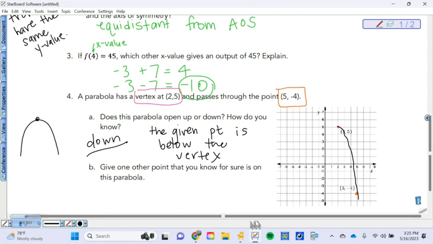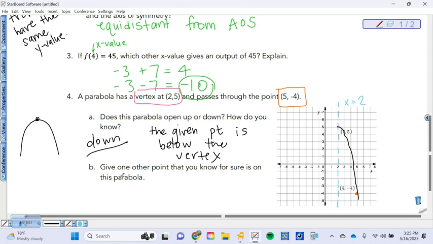But remember, our parabolas are symmetrical across the axis of symmetry. My axis of symmetry goes through my vertex. So my axis of symmetry goes through what number? 2, right? So that equation is x equals 2.